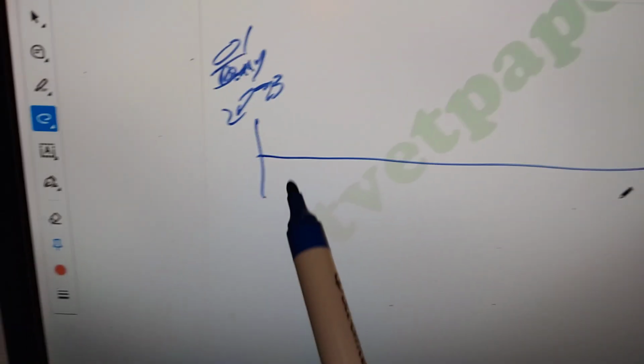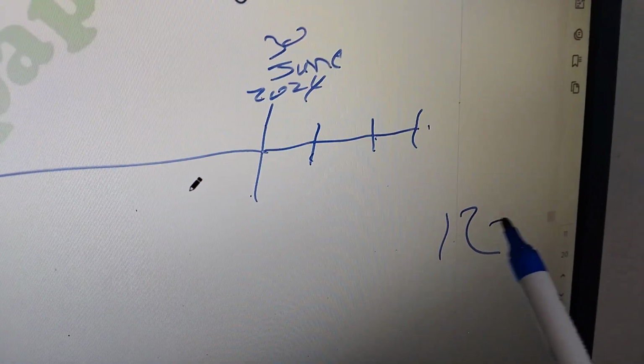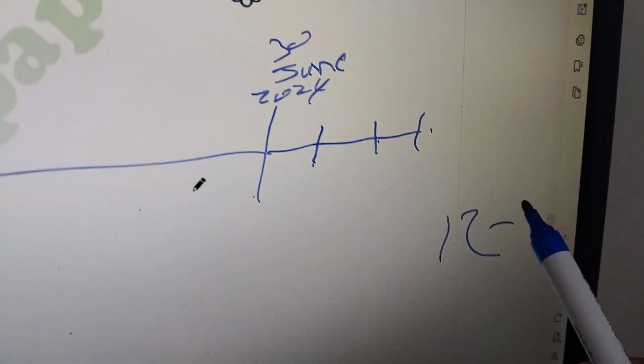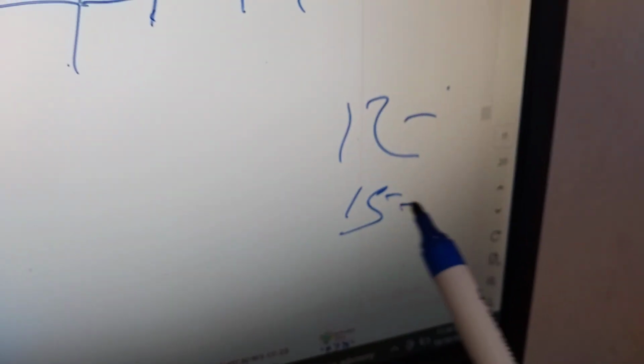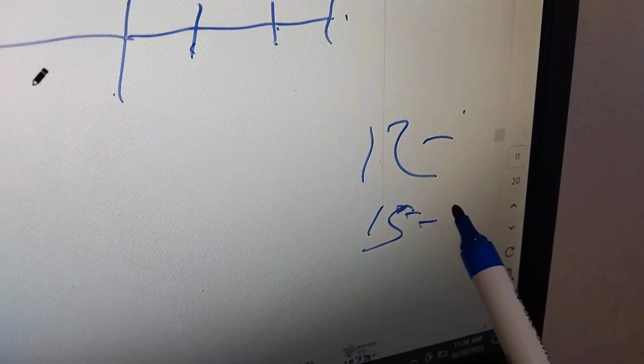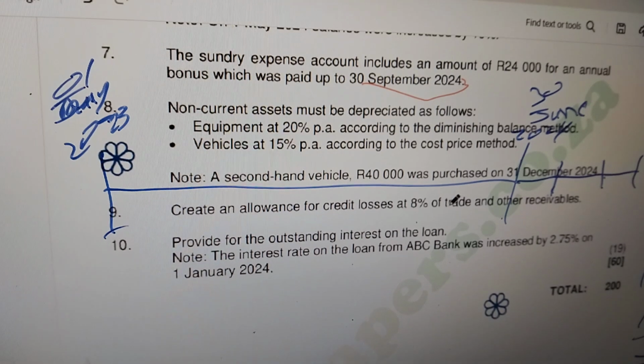And then this one you can see it's 12 months from here to here. 12, 13, 14, 15. So we must minus these 3 months so that we can get 12. So let's see. They gave us the amount of the annual, which is 24,000.